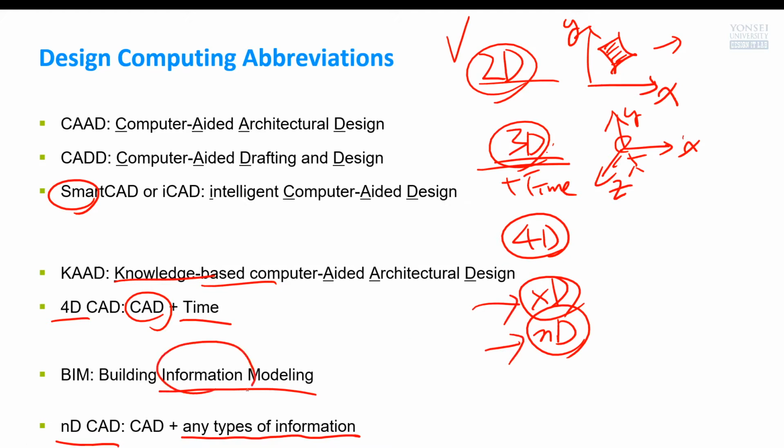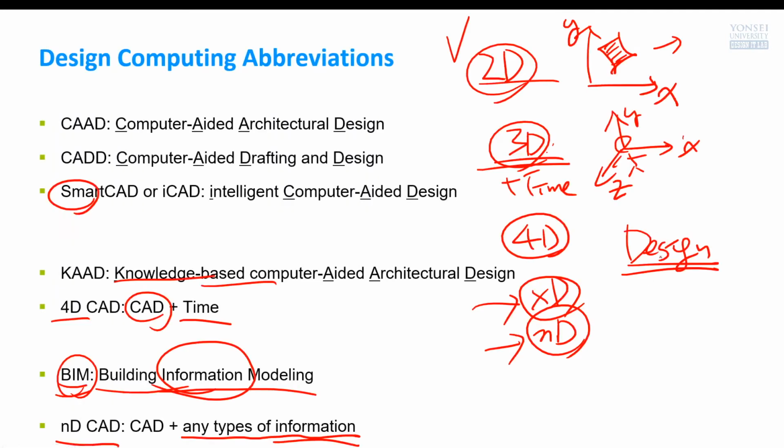So what kind of information? BIM is actually my major, building information modeling. But anyway, any type of information can be appended on top of your design. That is why I introduced this before. Formally, conventionally, design means drawings.